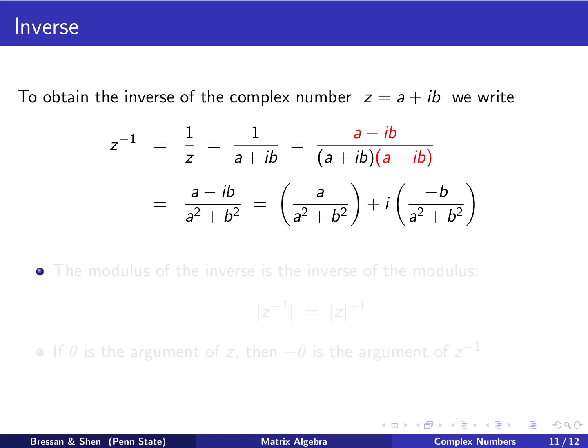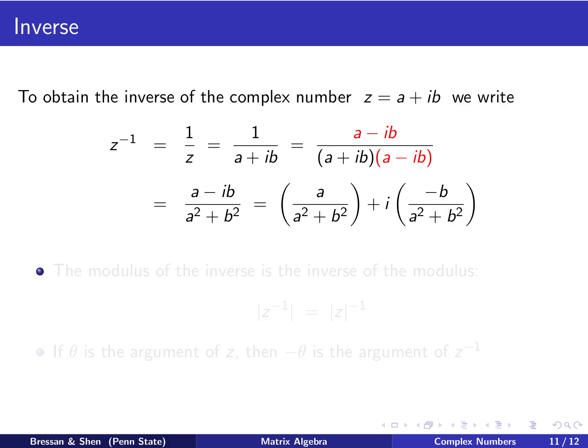Now let's look at the inverse of a complex number. You have a complex number z equals a plus ib. What is the inverse of it? The inverse is just the fraction 1 over z, and we can write it as 1 over a plus ib.